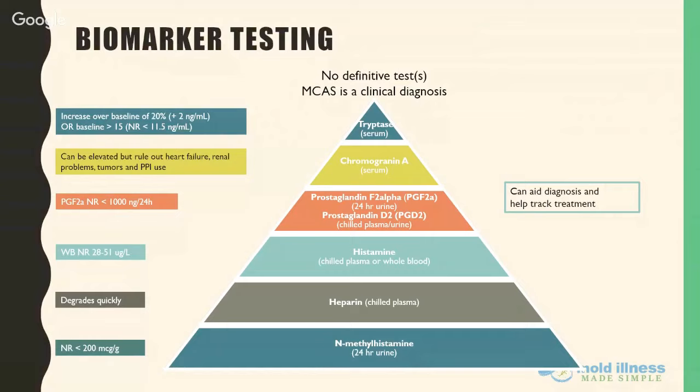Right, okay, great. So in Australia, for instance, we're able to get the tryptase and the chromogranin A and histamine and the N-methylhistidine. However, the prostaglandin F2 alpha and prostaglandin D2 don't appear to be commercially available at this point. And generally, the heparin test that's available is not a chilled plasma sample. My experience so far is that in a lot of patients who clinically appear to have it, these lab tests may not be outside the normal reference ranges, and so that can be tricky.